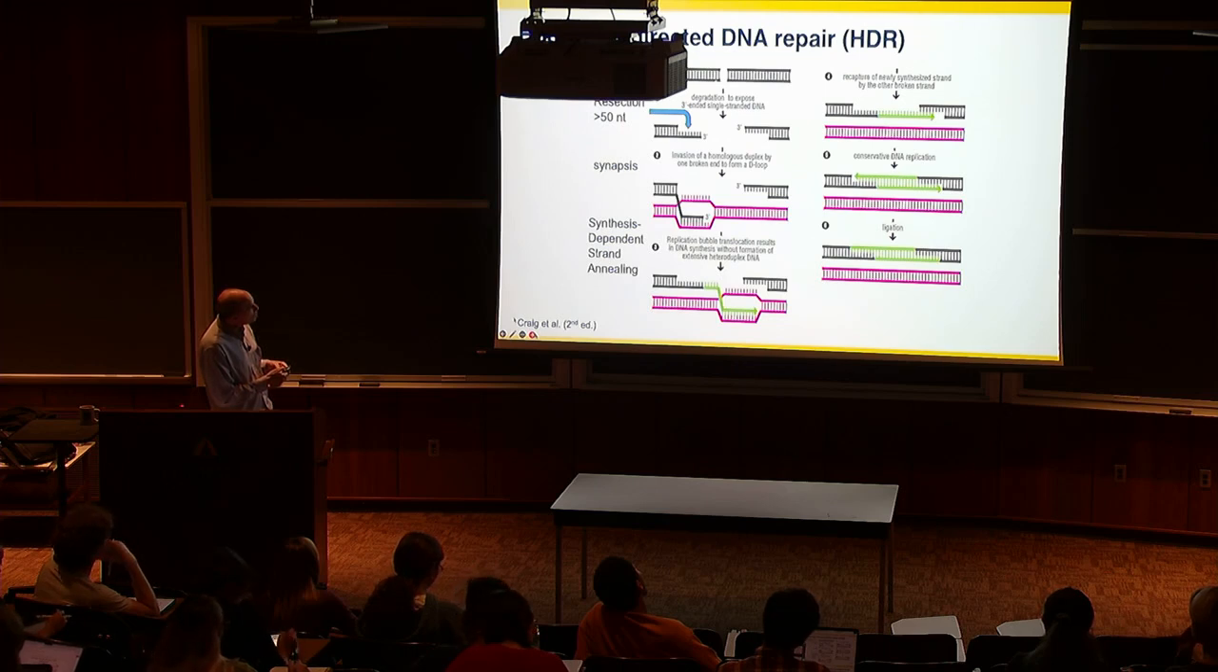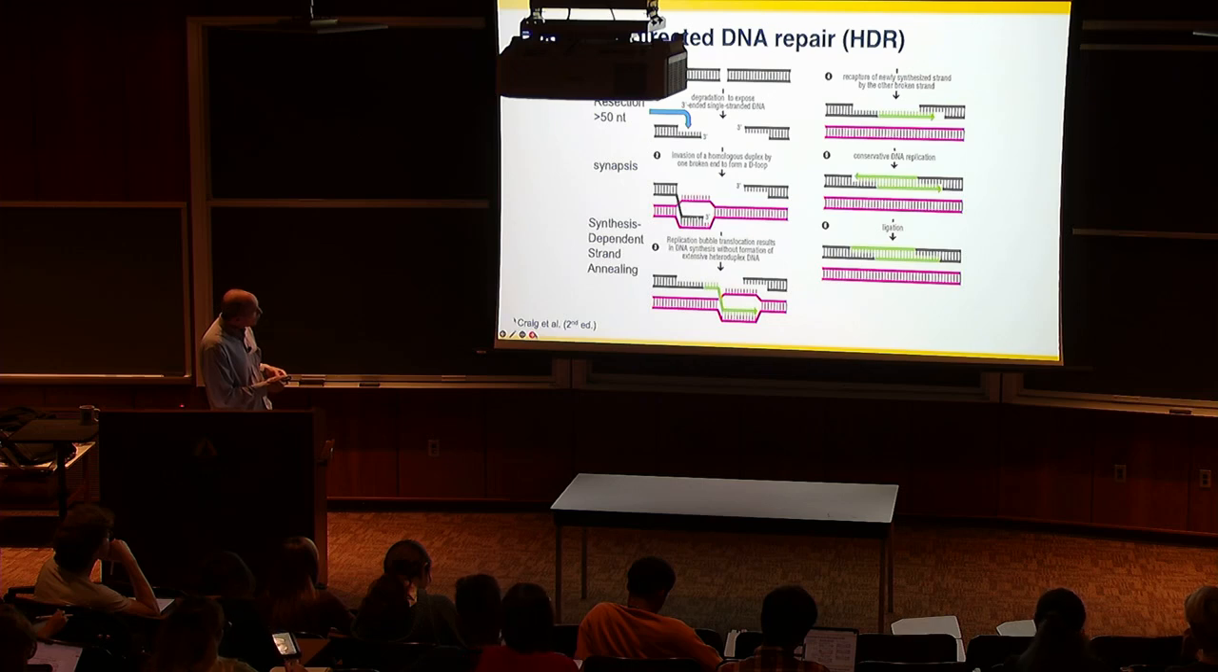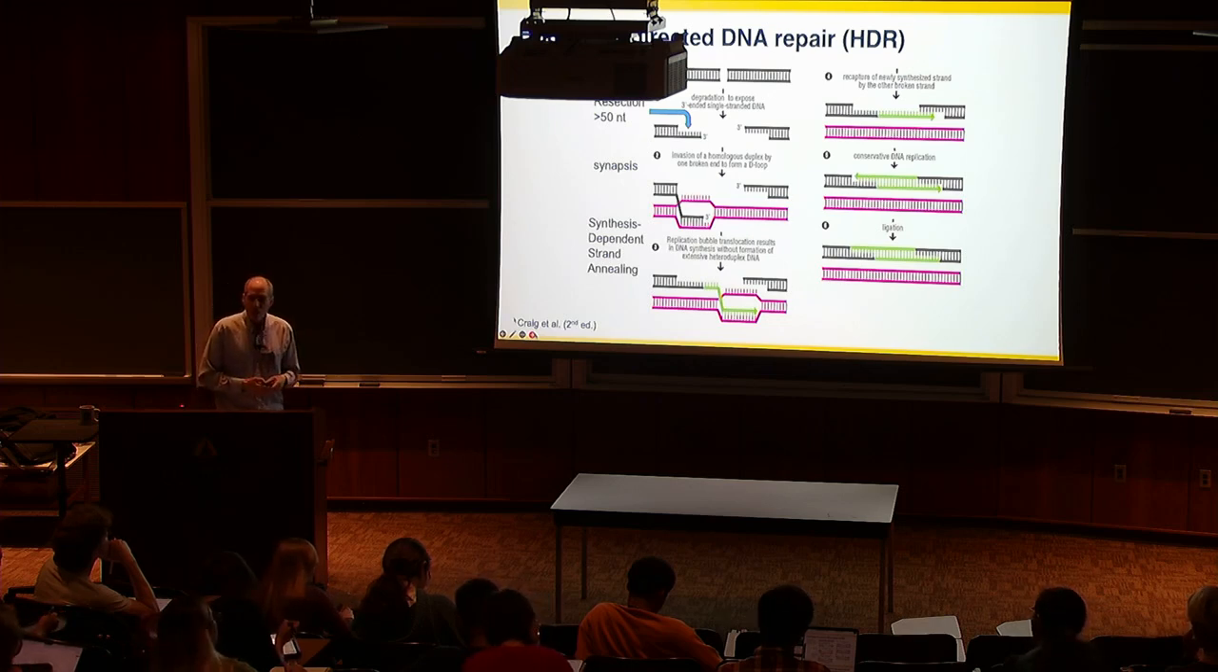Well, you have to resect one of the strands. Usually this typically happens on both sides. So now we have single-stranded DNA. That strand can invade the good double helix. You might be wondering, how does it find the correct sequence?